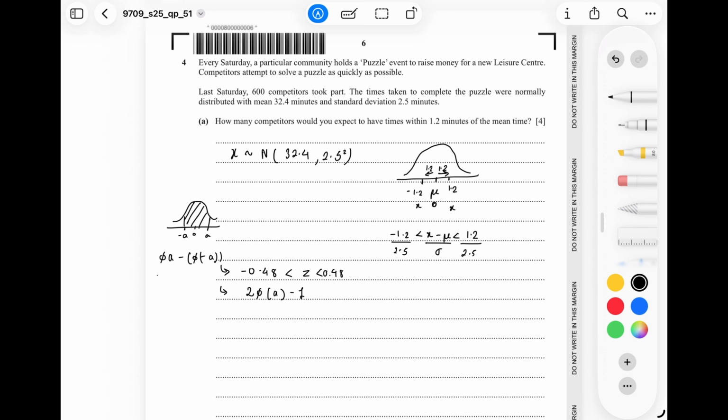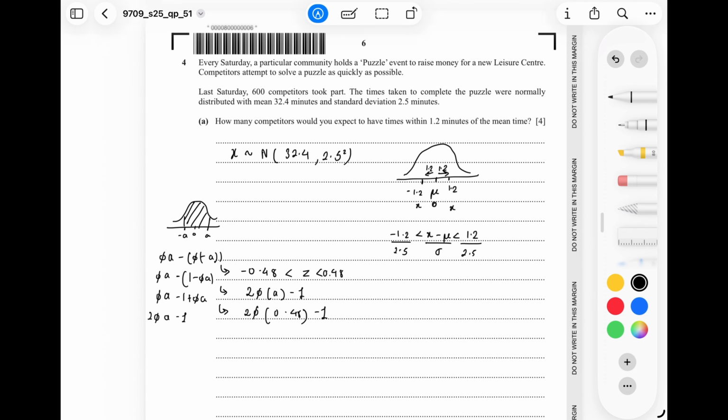Okay, so when you're simplifying, get phi of a minus 1 minus phi of a, not phi minus a. So that's phi of a minus 1 plus phi of a. You just simplify 2 phi of a minus 1. So that's how we got this. So it just makes life easier if you already know it. So you don't have to do like all these extra lines of workup. And this is 2 phi of 0.48 minus 1.